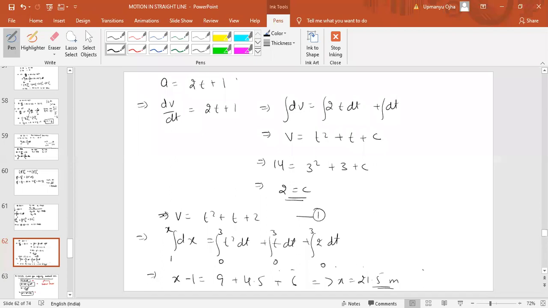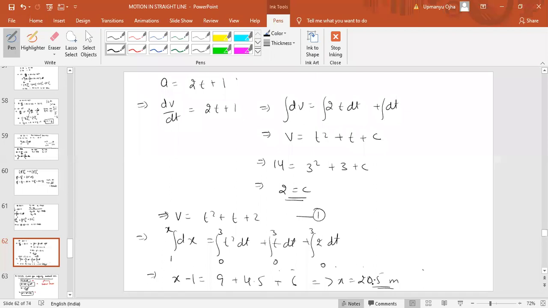See, why we are finding C: because we have to find velocity as a function of time t. So velocity as a function of time t we are finding out. In that case, we have to do indefinite integration. So if we do indefinite integration, we'll get the velocity as a function of time t.